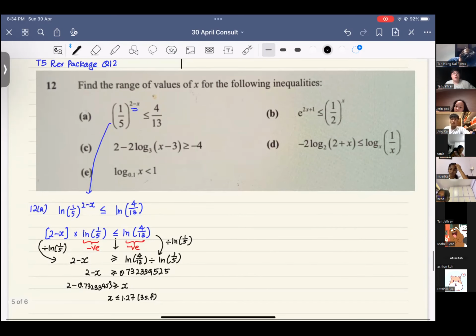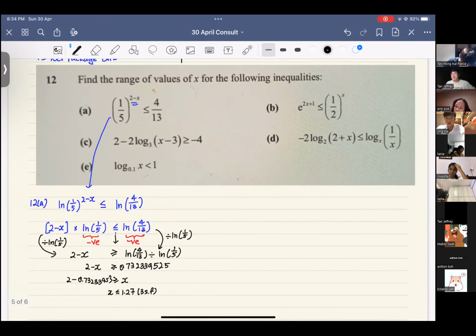Actually 12B, 12C, all of question 12 use almost the same strategy. Next I will go on to 12B. Same, I see a power. What will I do? I will just ln both sides, because somewhere I see an e. Ln e to the power of 2x plus 1 less than or equal to ln half to the power x.